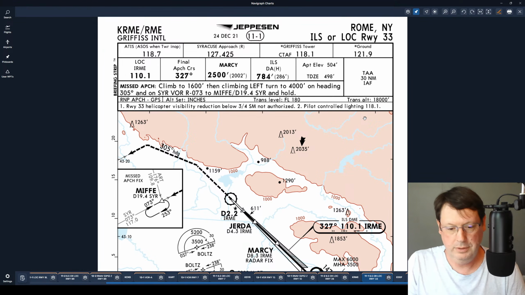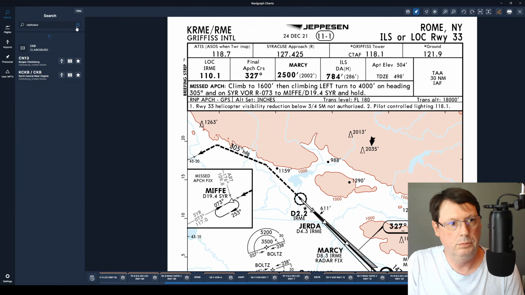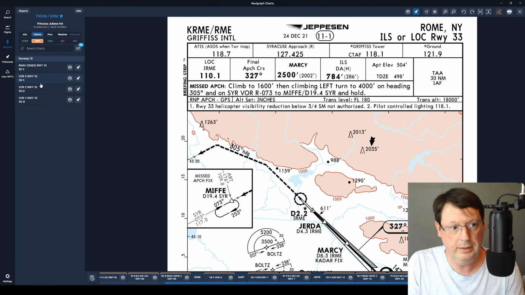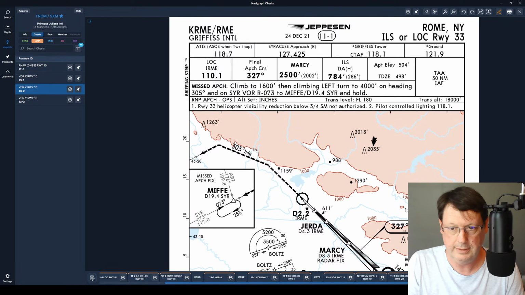A lot of airports in different parts of the world, let me find one actually, I'll show you real quick. A lot of countries in the world do not have the same transition altitude and transition level, and I still can't figure out why. I've had this explained to me. I still can't figure out why. It doesn't make any sense.